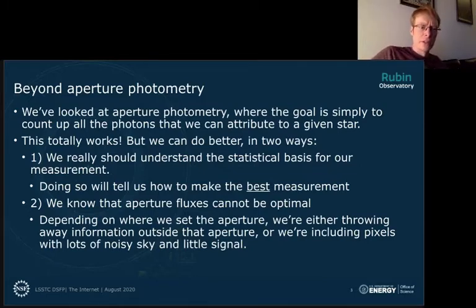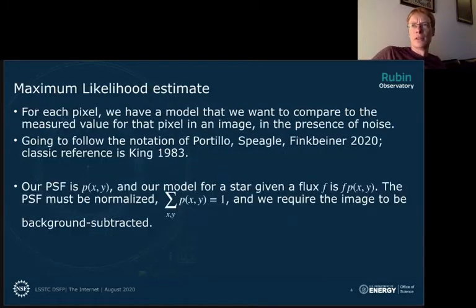So we can try to make a maximum likelihood estimate. Because we have a model for what we think the light distribution should be in the pixels that we see, and we understand the noise properties, we can ask what's the best estimator for the value of the flux that makes the model match the pixels we observe.